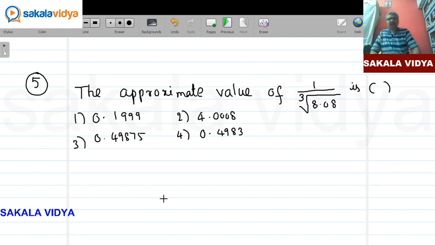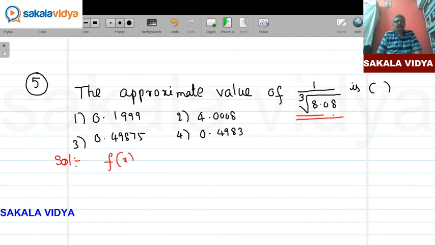So now, the approximate value of this one we need to find out. Here, solution: let us say f of x is equal to 1 by x to the power of 1 by 3. This is x to the power of minus 1 by 3. Find f dash x. So, derivative of this one is minus 1 by 3 into x to the power of minus 1 by 3 minus 1, minus 4 by 3.